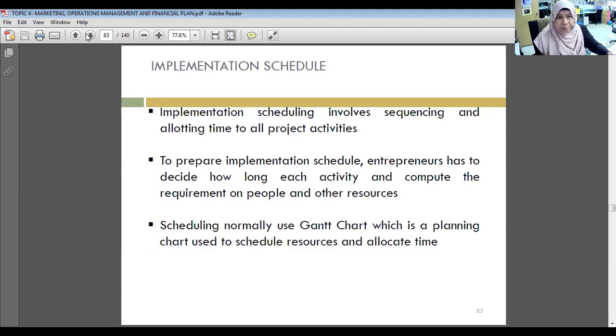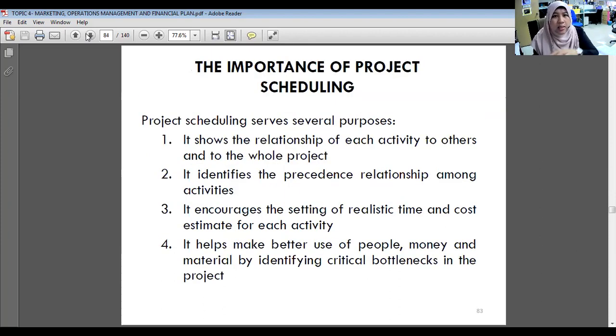Okay, so the next one we will go for the implementing schedule, involving sequencing and allotting time to all the project activities. For those who are watching, this one is on page 281. To prepare an implementation schedule, the entrepreneur has to decide how long each activity takes and compute the requirement of people and other resources. The scheduling normally uses a time chart, which is a planning chart used to schedule resources and allocate time. So the Gantt chart, you can just Google how it looks.